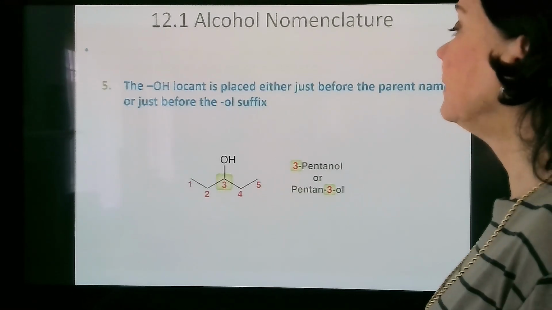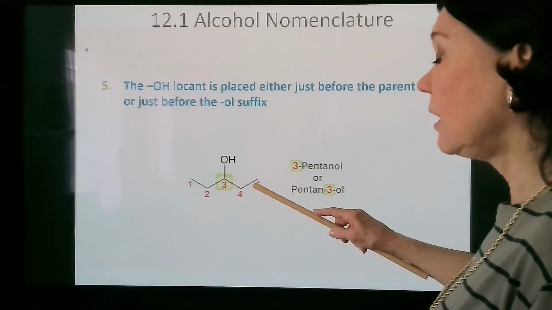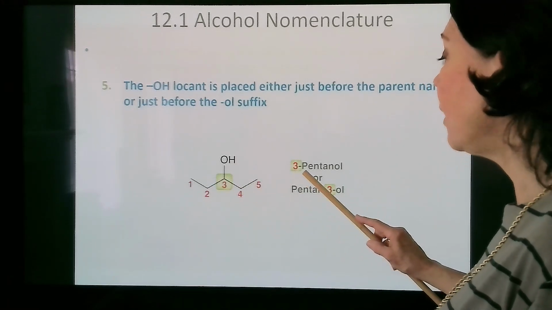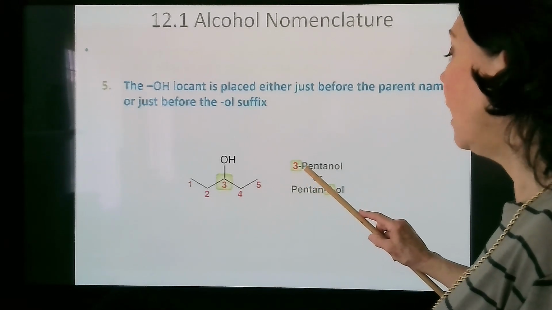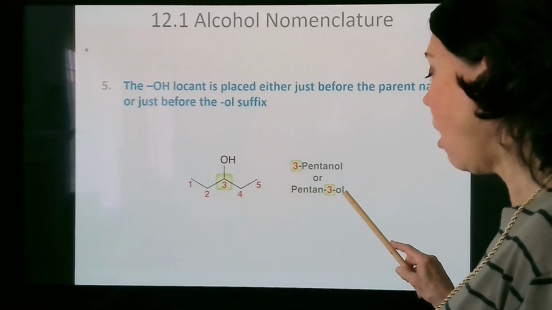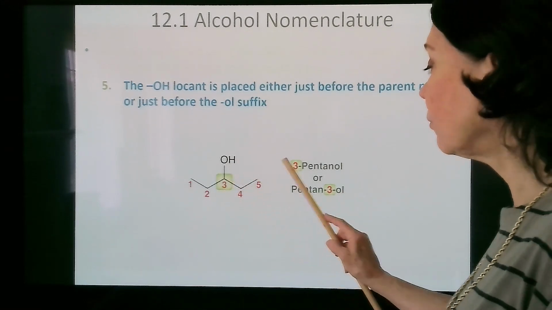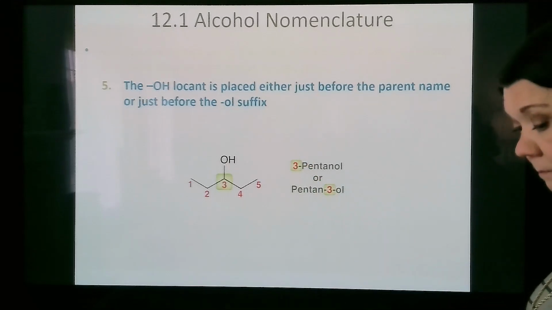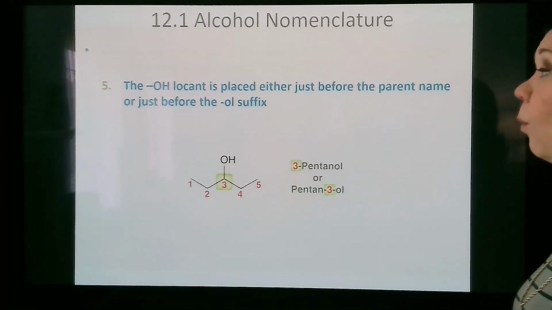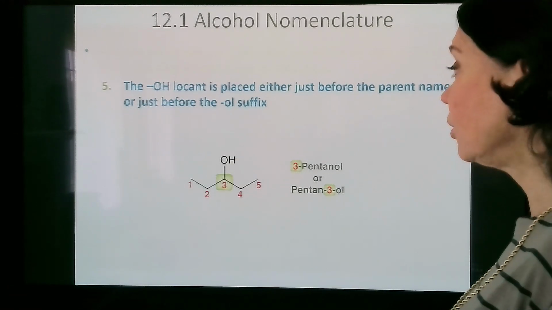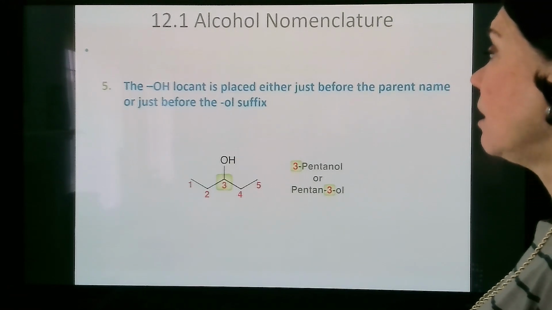So in this one, you only have one functional group. It is a pentanol, and so this can be named correctly as either 3-pentanol or pentan-3-ol. So the 3 can come at the beginning or the end of the stem because you only have one functional group. So there's no ambiguity as there would have been on the previous slide.